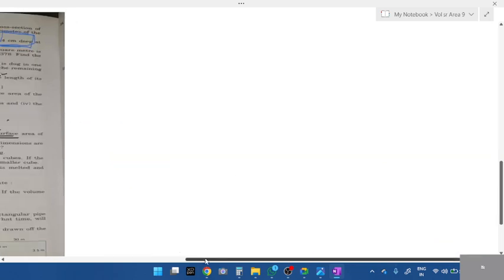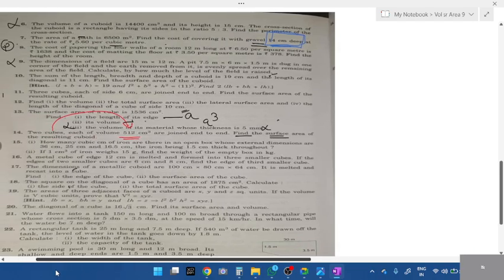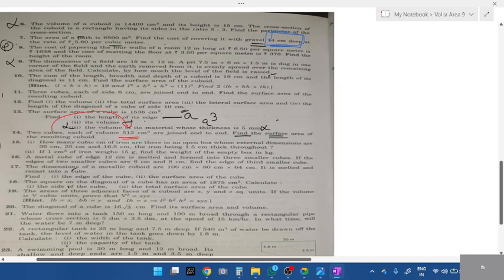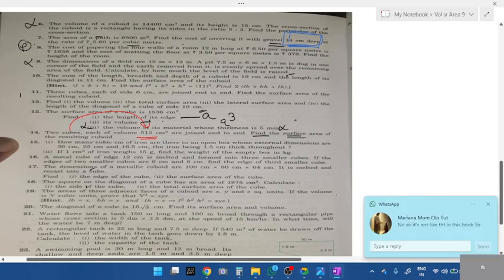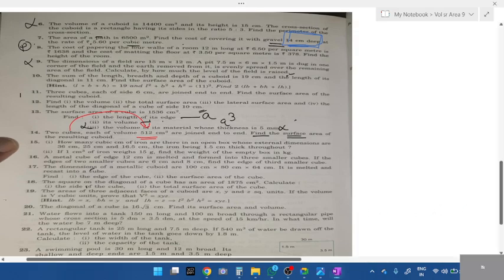Next, 15th one. How many cubes of iron? Fine, we'll get back to all these, students. All these are lengthy. First, we'll complete the easier ones. 15, diagonal, we'll do one or two diagonal questions. Okay, 17th one. Look, we did 14th, 15th, 16th. We'll do it on Friday. Look at the 17th question.